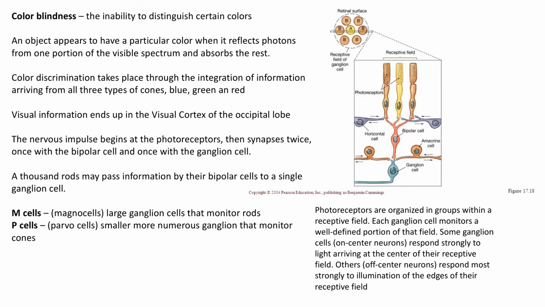Okay. All right. So M cells, magna cells, are large ganglion cells that monitor rods. And then P cells are the smaller cells and more numerous ganglions that monitor cones.